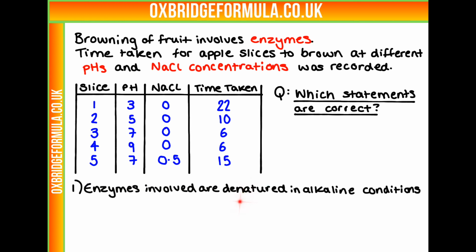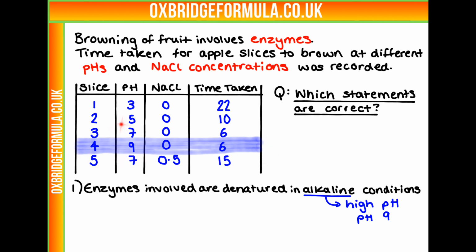So first of all, our first statement is that the enzymes involved in the reaction are denatured in alkaline conditions. So what does alkaline conditions mean? What sort of pHs are we looking at in alkaline conditions? So alkaline are high pHs as opposed to acids, which are low pHs. So in this table, the only one that's really alkaline is this pH of 9 here. 7 is neutral, so anything higher than that is going to be alkaline.